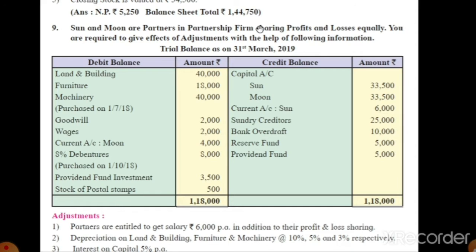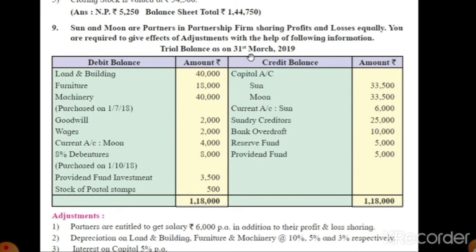It means student, from this paragraph we understood that there is a partnership firm where Sun and Moon are the partners. They share their ratio equally. Okay, so here they asked to give the effect of adjustment with the help of the following information, and for that purpose they provide us the tallied trial balance.